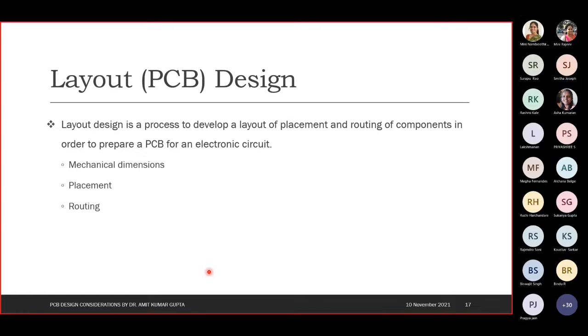And then routing, that is another skilled job. It is not just that we have a PCB, we have 50 components, we have placed them quickly somewhere, then we have routed them somehow. No, we will see some of the tips we can keep in mind while designing a PCB.